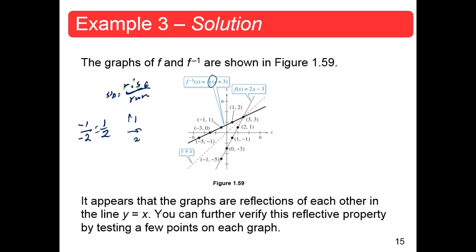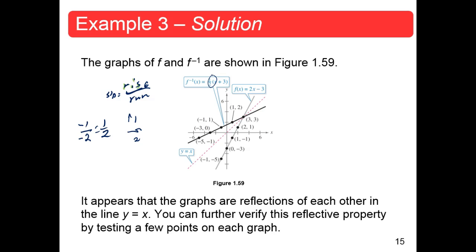Okay. All right, we have just done example 3. I can't think of anything else. It appears that the graphs are reflections of each other across the line y is equal to x. And here, when you look at the ordered pairs, you see that's true. This is a -1, -5. Here's a -5, -1. A 0, -3. A -3, 0. A 1, -1. A -1, 1. A 2, 1. A 1, 2. A 3, 3. A 3, 3.